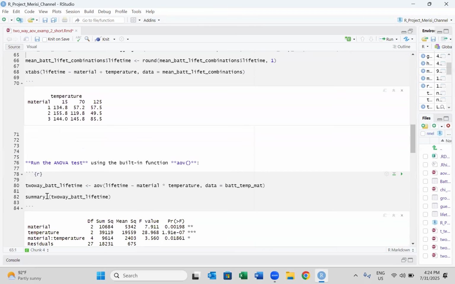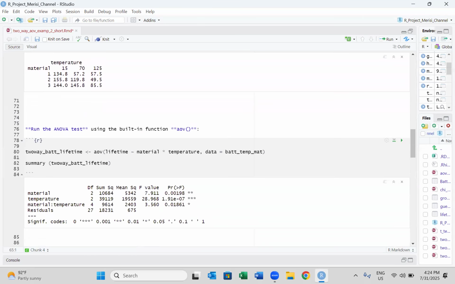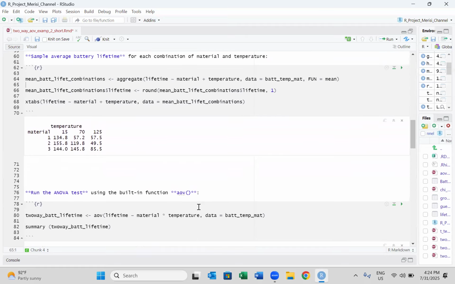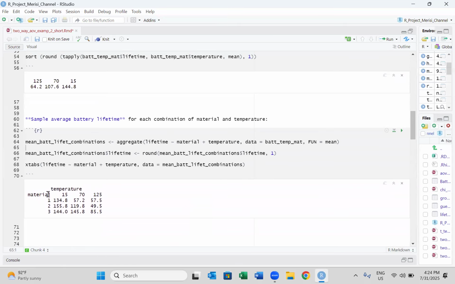And finally, for the interaction row, we see that the p-value is 0.0186, which is also less than alpha 0.05. So we conclude that the interaction is significant. What that means is that the differences that we were noticing here are real, statistically significant. So temperature has a statistically different effect on lifetime depending on the material.